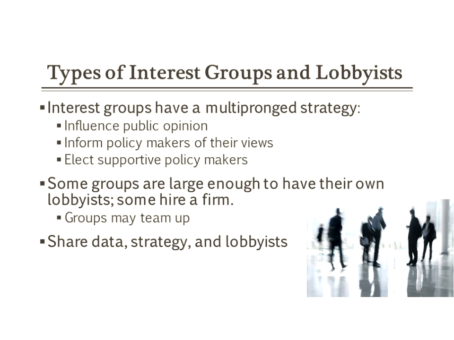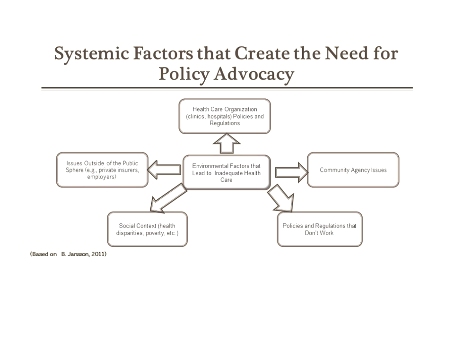Now, there are different types of interest groups and lobbyists. The interest groups have a multi-pronged strategy. They influence public opinion, they inform policymakers of their views, and they elect supportive policymakers. Some groups are large enough to have their own lobbyists, and some hire a firm. The groups may team up. They can share data, strategy, and lobbyists.